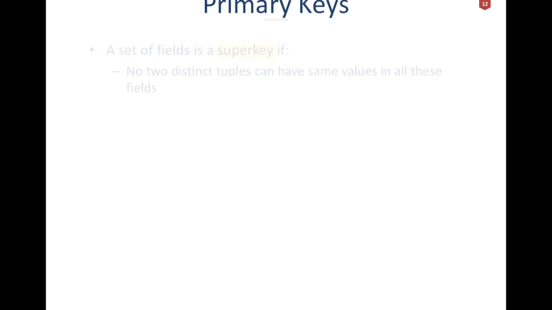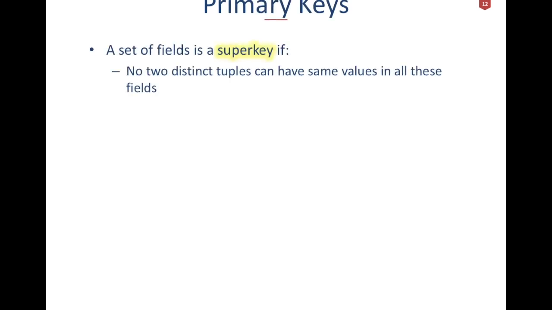And of course, the important primary key and foreign key constraints, and this is a formal definition of primary keys. A set of fields is supposed to be a super key when no two distinct tuples can have the same values in all these fields. So any two tuples are supposed to be distinct.